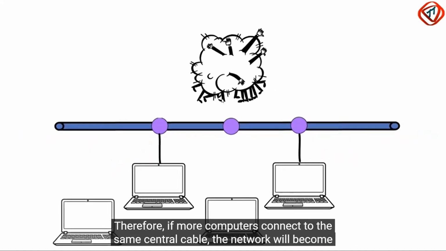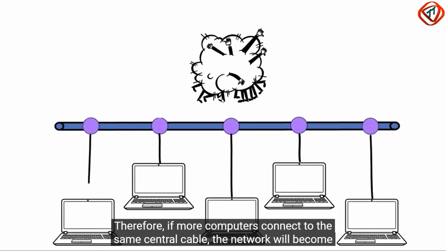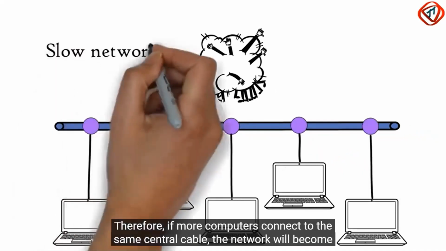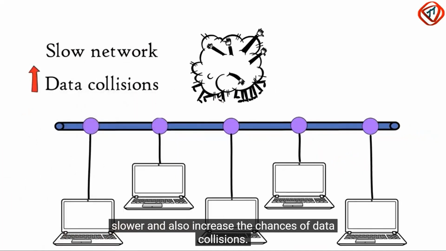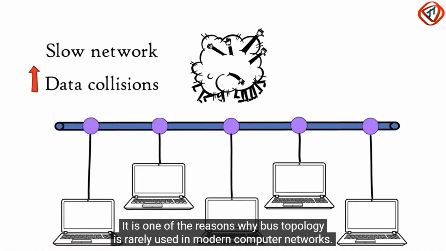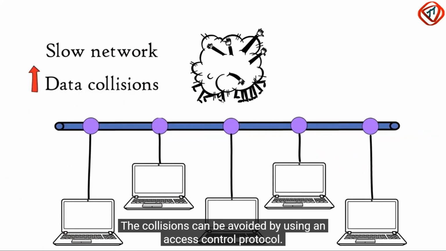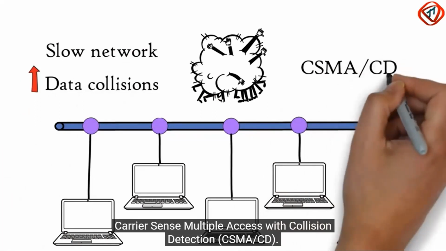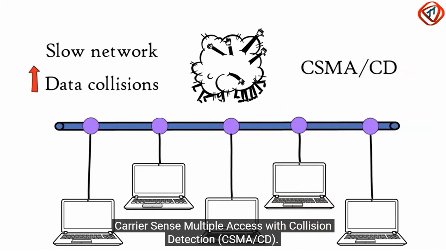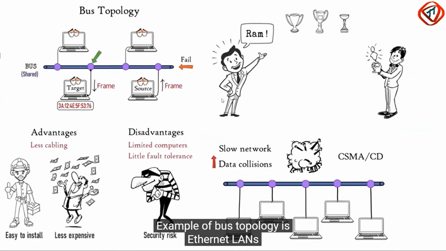Therefore, if more computers connect to the same central cable, the network will become slower and also increase the chances of data collisions. It is one of the reasons why bus topology is rarely used in modern computer networks. The collision can be avoided by using an access control protocol. For example, carrier sense multiple access with collision detection. Example of bus topology is Ethernet LAN.